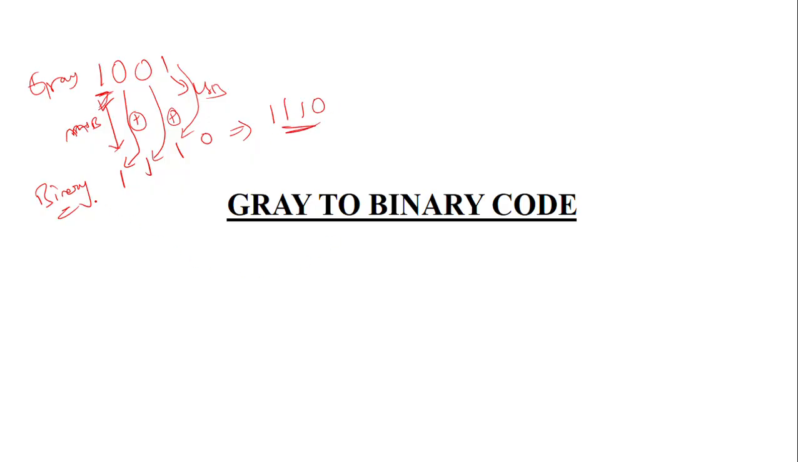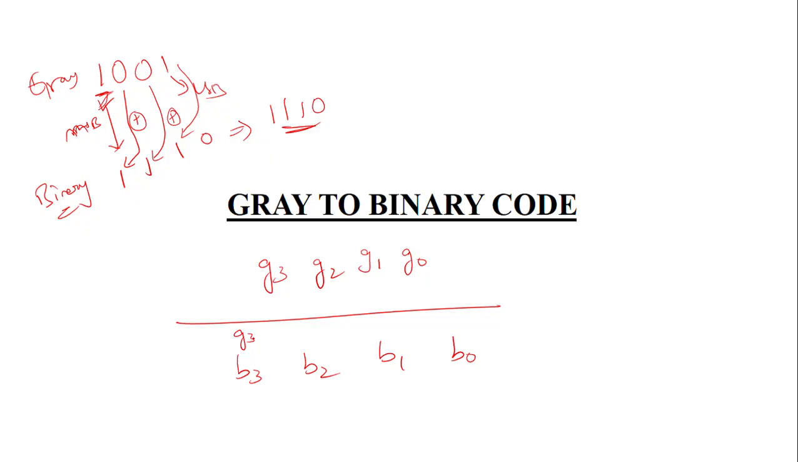What do you do for Gray code? G3 means the MSB and G0 means the LSB. So this is our Gray code, and B3, B2 and so on are our binary code. How do you get them? B3 is obtained directly from the MSB, so you directly get G3. How do you get B2? By XORing these two: B3 XOR G2.